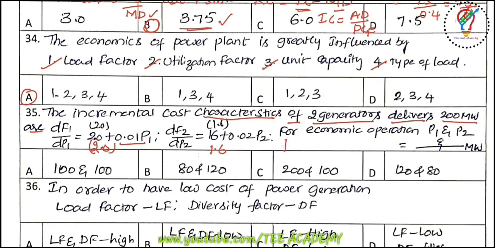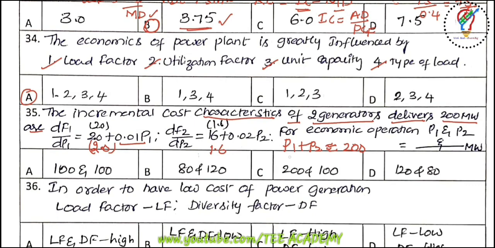First, let us consider p1 plus p2. You will get it as 200. Now take df1 by dp1 is equal to df2 by dp2. So do it, note it down. df1 by dp1 is equal to df2 by dp2, that is 2.0 plus 0.01 p1, which is equal to 1.6 plus 0.02 p2. If you equate this, then you will get an equation in terms of p1 and p2.